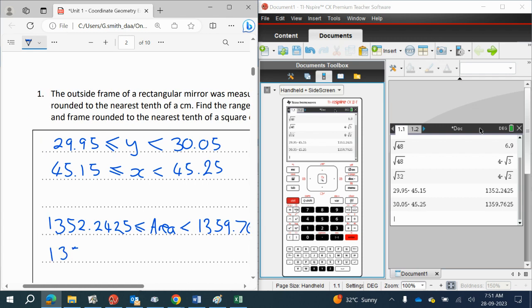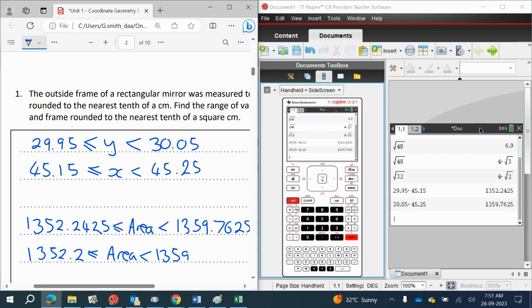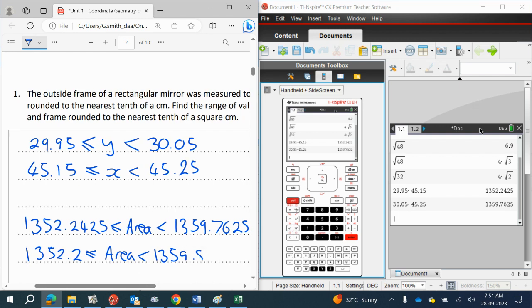We get 1352.2 is less than or equal to the area, which is less than 1359.8. When we round the values, we're inaccurate again here because you can't actually have this value. So less than 1359.8 would be 1359.79. It's bigger than that value, but we've rounded.